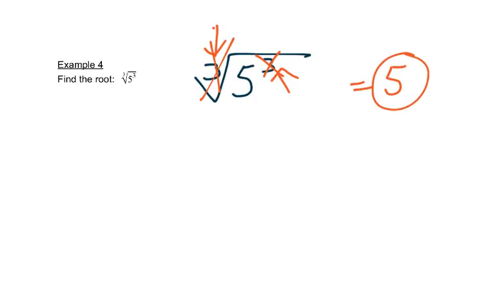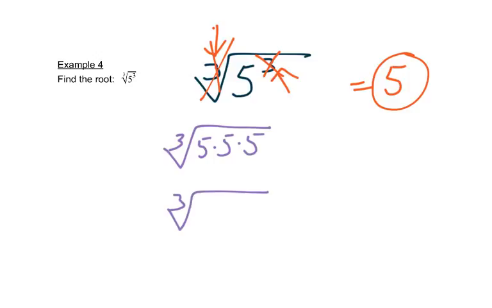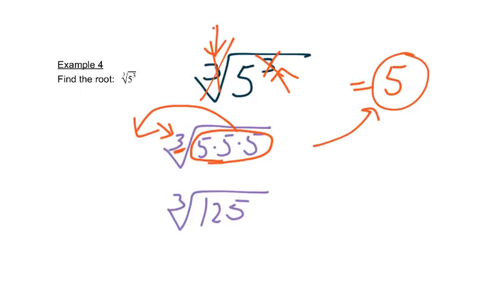Now we could do that in order. This 5 to the third really means 5 times 5 times 5, and that would give us 125. And then we'd want to take the cube root, which, if we go back up to here, shows us that that 5 is there 3 times. It matches this, so it can come out once, which gives us this answer.